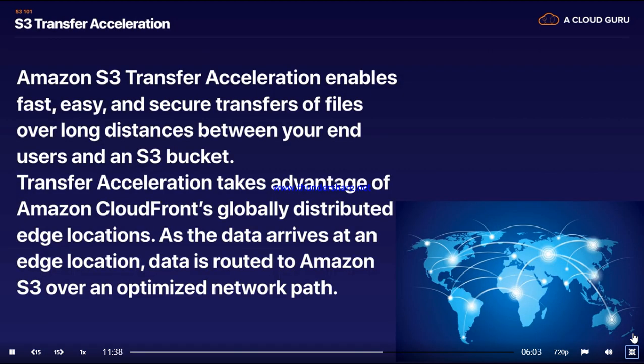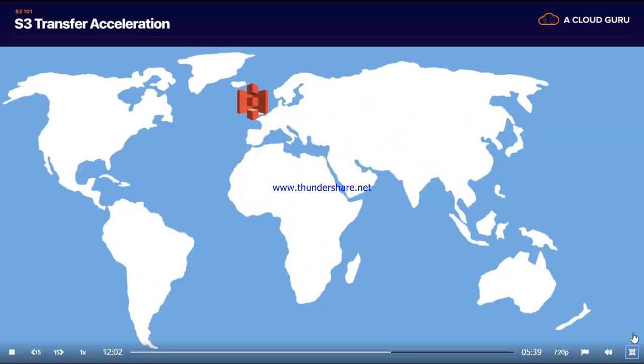We then also have S3 transfer acceleration. This enables fast, easy, and secure transfers of files over long distances between your end users and an S3 bucket. Basically, it's taking advantage of Amazon CloudFront's globally distributed edge locations. The data arrives at an edge location, it's routed to Amazon S3 over an optimized network path, and essentially they're using the Amazon backbone network.